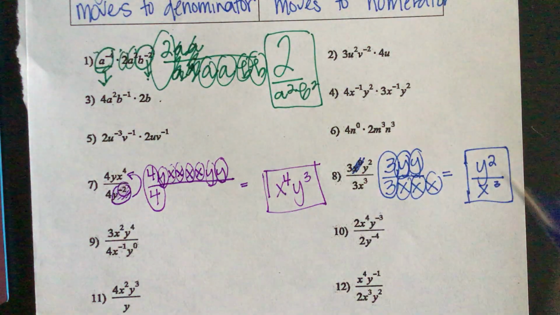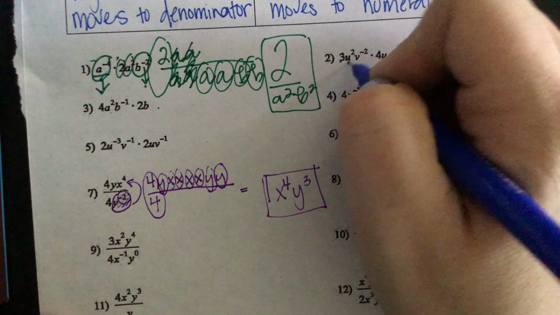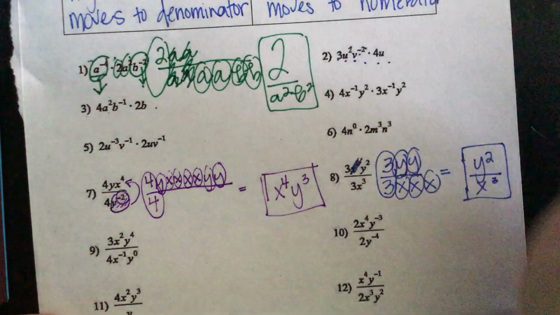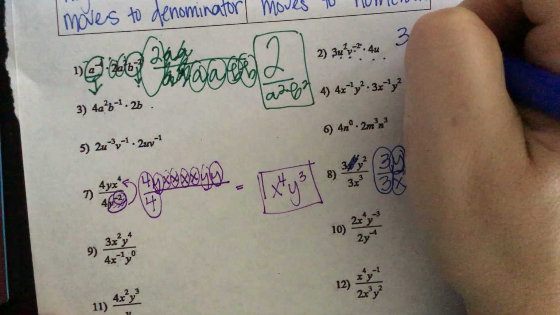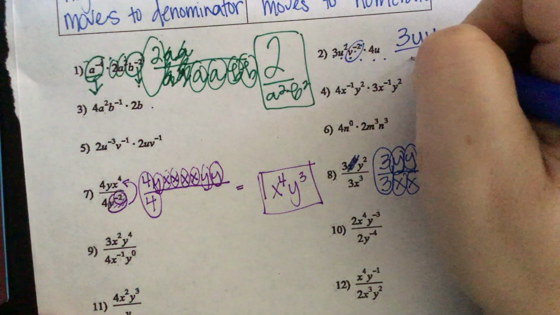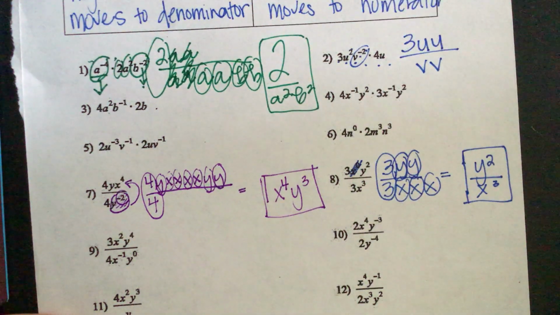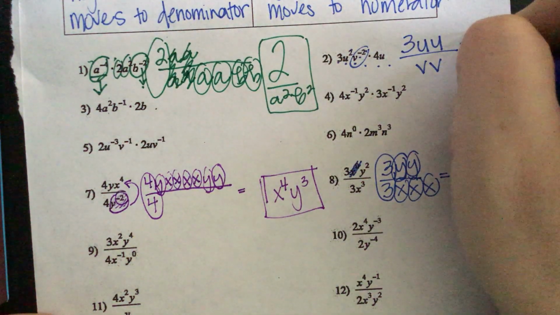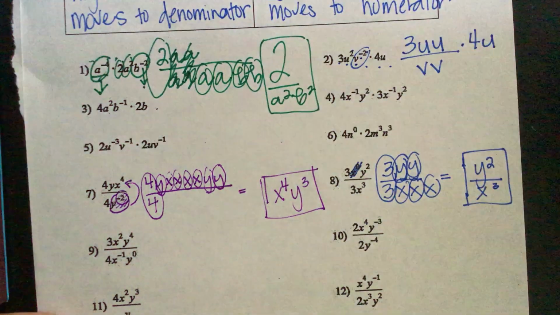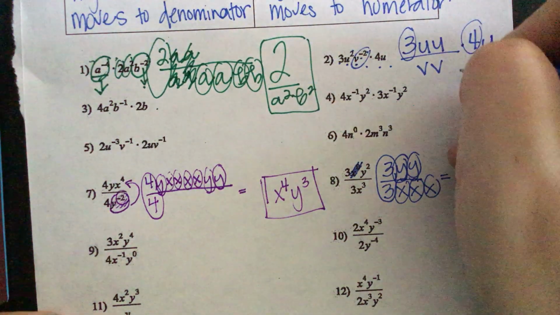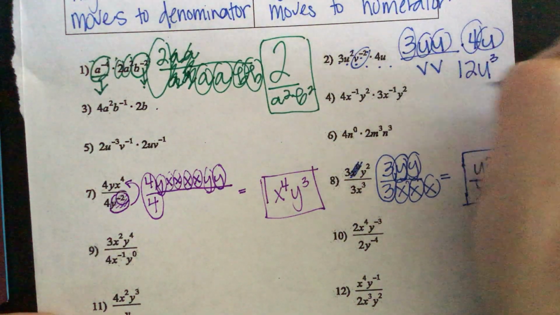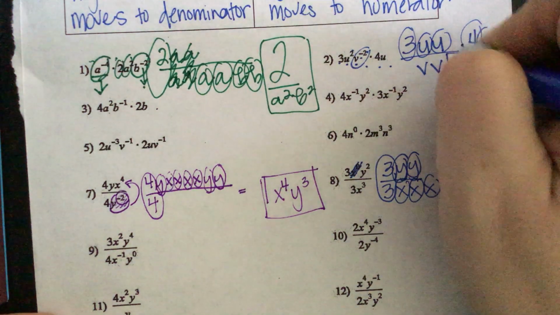Let's do number 2. I have 3u squared v to the negative 2 times 4u. So that looks like 3u squared, but v squared goes to the bottom, times 4u. So 3 times 4 is 12. u, u, u, 1, 2, 3 over v squared.